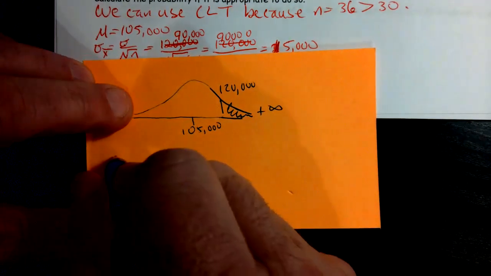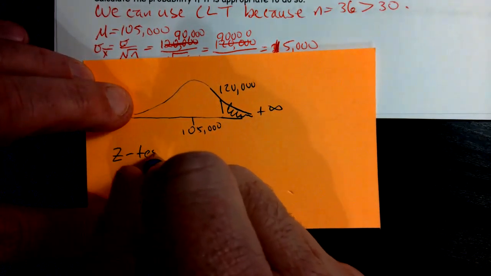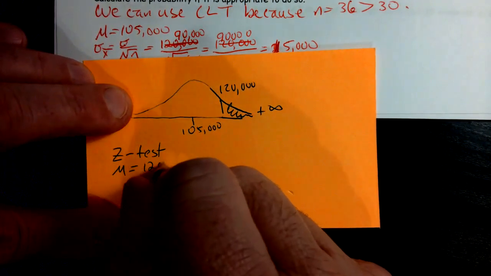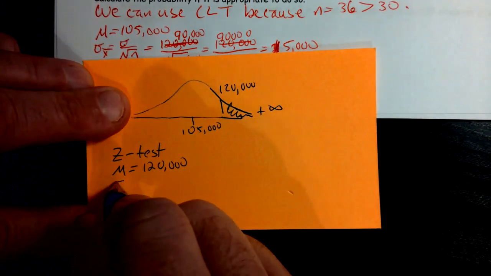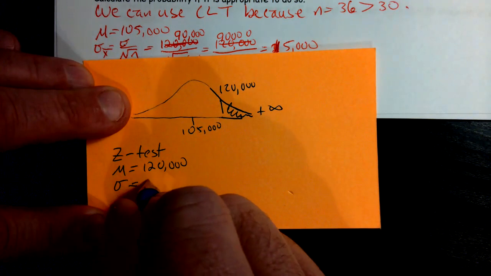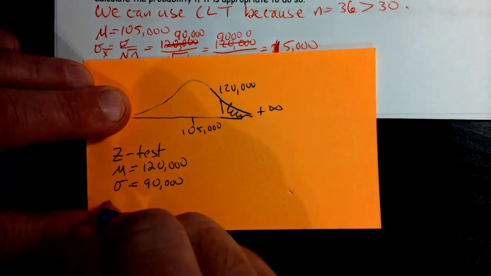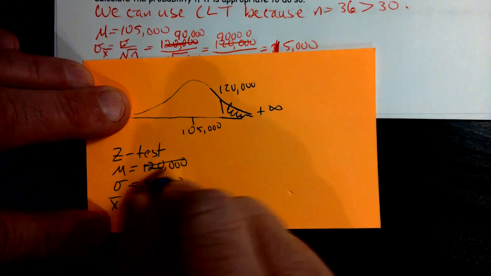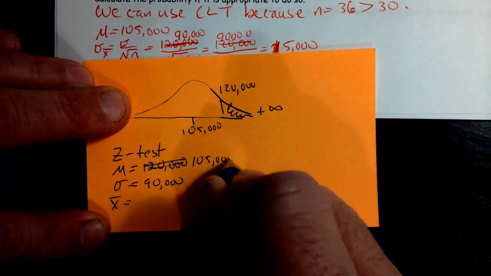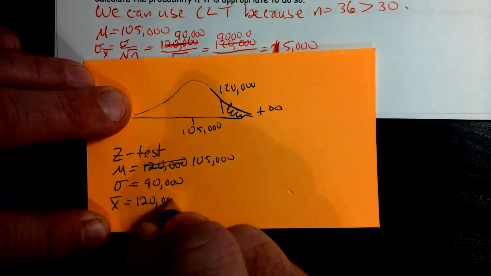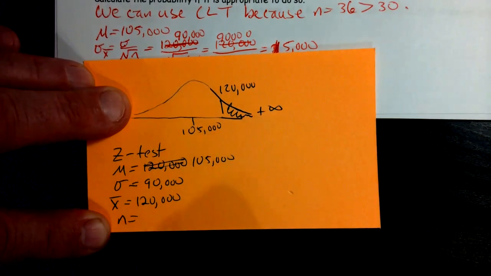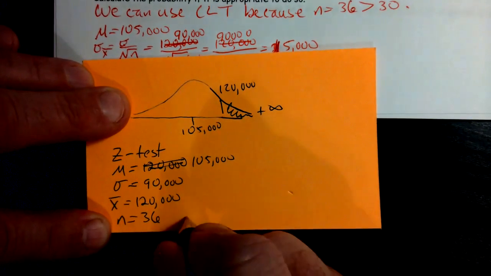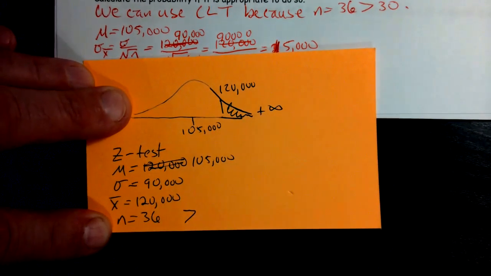So we're going to go to the calculator and we're going to use z-test. And it's going to ask us for our mean. Well, our mean is 120,000. Then it's going to ask for the standard deviation of the population. Standard deviation of the population is 90,000. It's going to ask you for the X bar, which is the average, which in this case, I'm still doing this, the mean is 105,000. The X bar is 120,000. Our sample size, in this case, was 36. And it's going to ask us the direction of shade, and we're going to shade to the right.